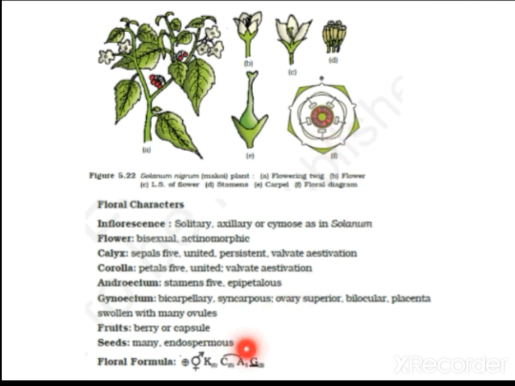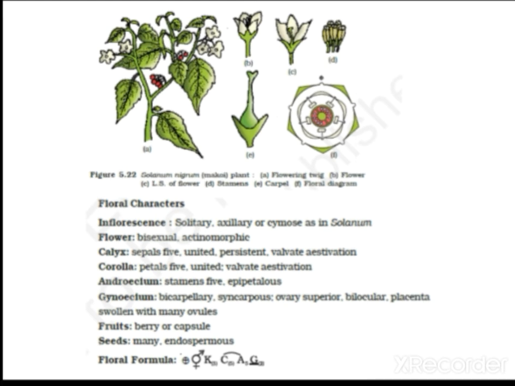So this gynoecium, when you see the ovary, it is superior, so that's why the line has been drawn below the G, and there are 2 locules, and both are united, so that's why it has been given within the brackets. So easily by seeing the floral formula or the floral diagram, you can find out the structure of a particular flower.